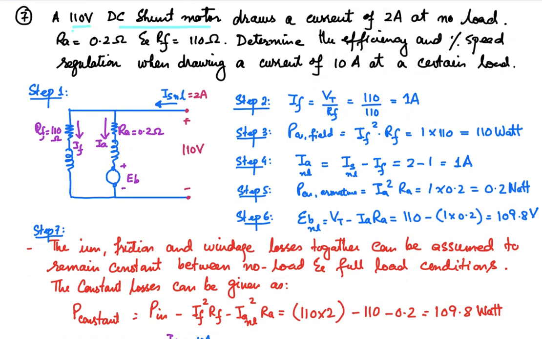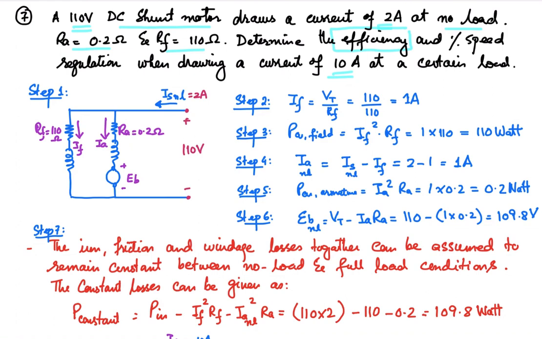It is operating at 110 volt and it is drawing 2 ampere at no load state. Armature resistance is 0.2 ohm, field resistance is 110 ohm. We are supposed to determine the efficiency and the speed regulation when the load is changed to 10 ampere by applying a certain load. So for the efficiency calculation, we will have to calculate the losses in the machine.